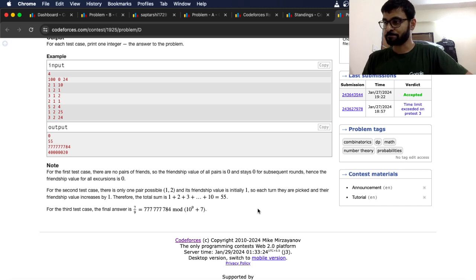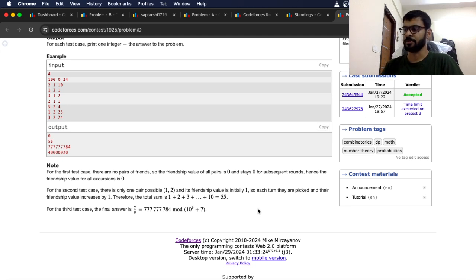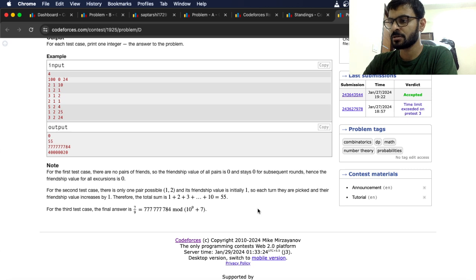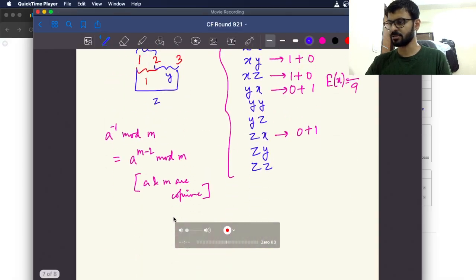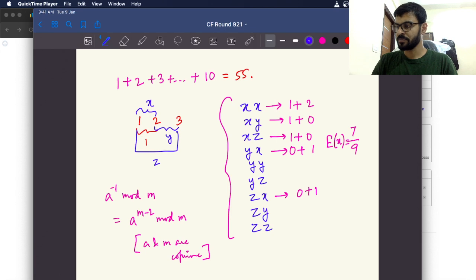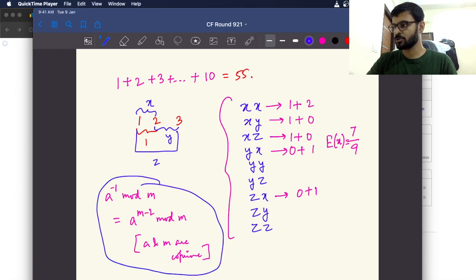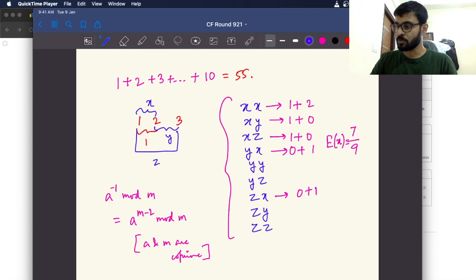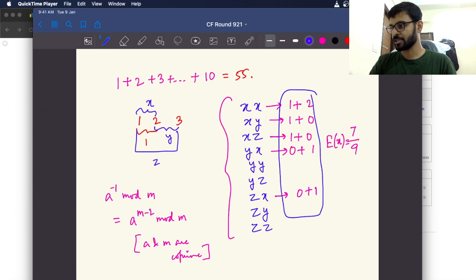Expected value of x. So what is the expected value? What is the expectation of the value after, okay, again, maybe I was not sharing the screen, not sure. So A inverse mod m can be calculated this way: a to the power m minus 2 modulo m, where a and m are coprime. In this way, this particular formula can be applied. Now I'm going to focus on how this 7 by 9 comes. This is the kind of calculation I did.